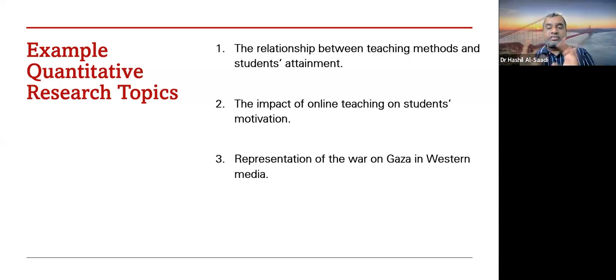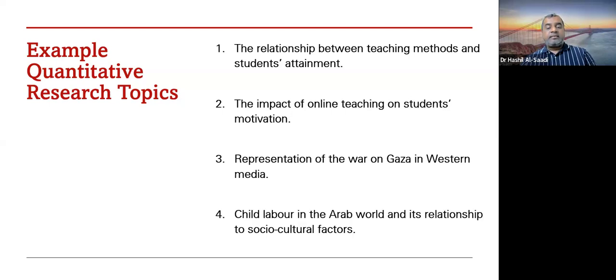So we'll be looking at all these issues. And child labor, for example, in the Arab world, or any part of the world. It's just a topic anyway. Child labor in the Arab world and its relationship to sociocultural factors. So we're looking at educational, cultural and economic situations and seeing how they impact child labor. So these are some of the topics that can be investigated using quantitative methods.